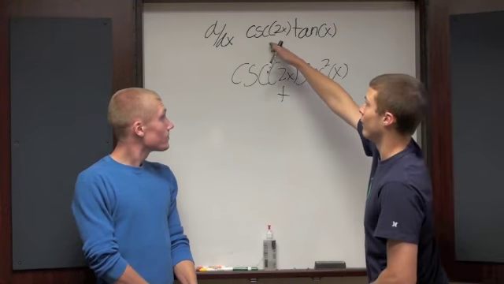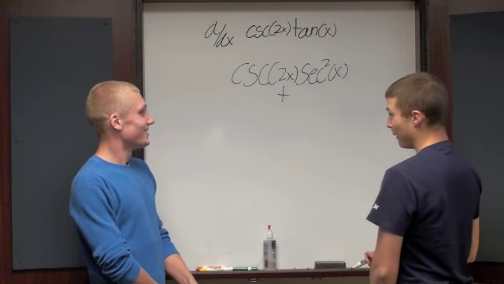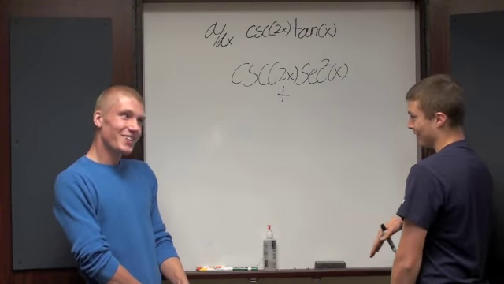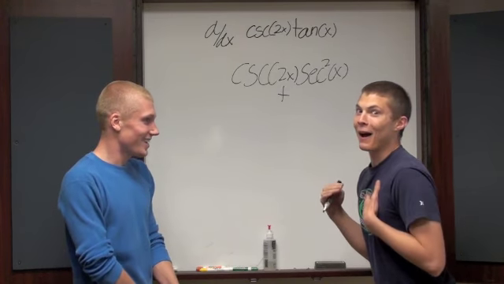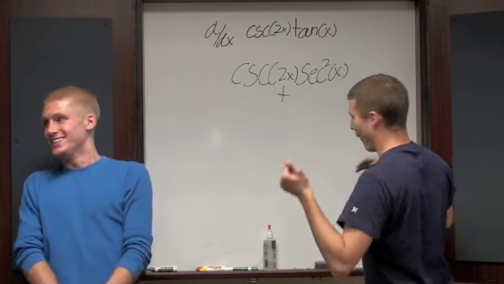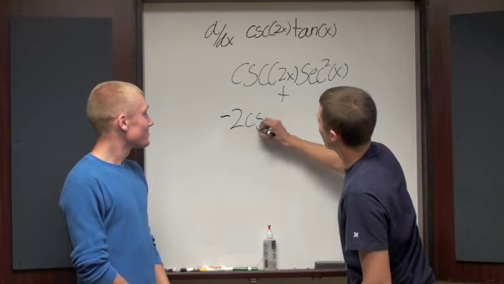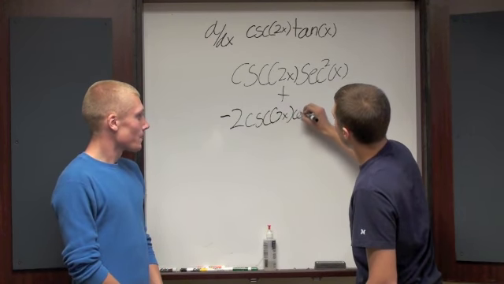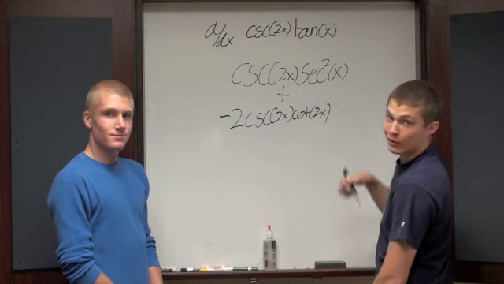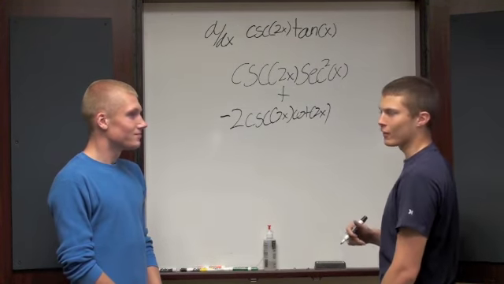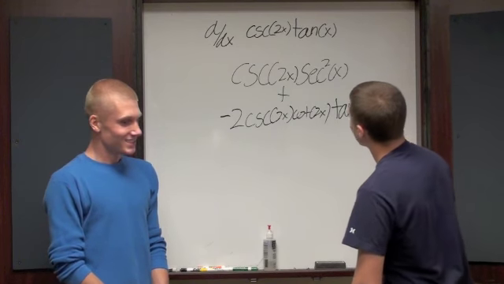Now, we have to find the derivative of the first term. You guys know what it is. Negative 2 cosecant of 2x times cotangent of 2x. And we gotta multiply that by the left-alone second term, which, you guys remember, tangent of x.